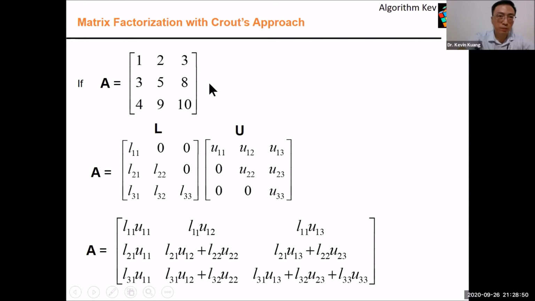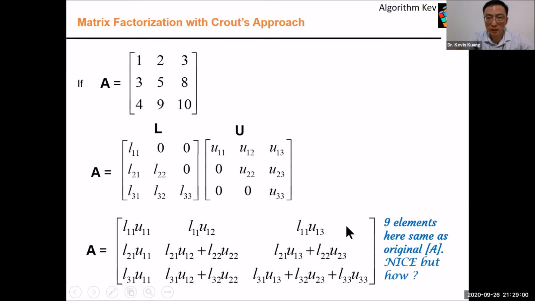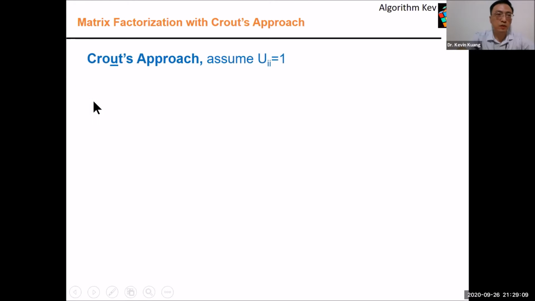Now, we may do a comparison between the 3 by 3 of the original matrix with the 3 by 3 of this product of matrix multiplication. So that is actually quite useful. However, we will not be able to determine it right now unless we make an assumption. So this is where Kraut's method comes in.